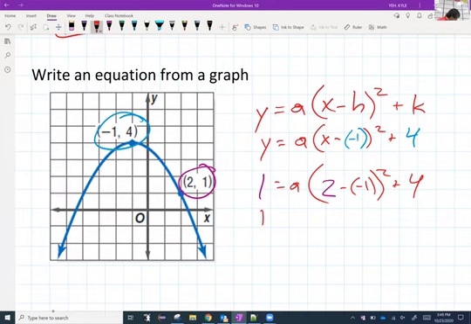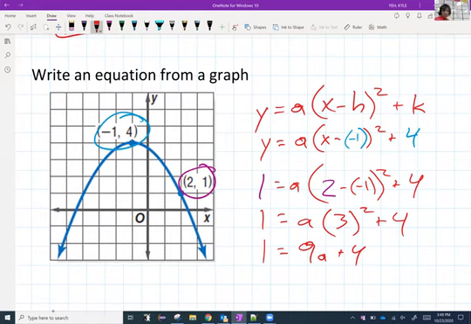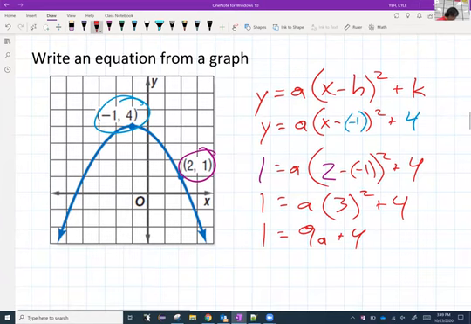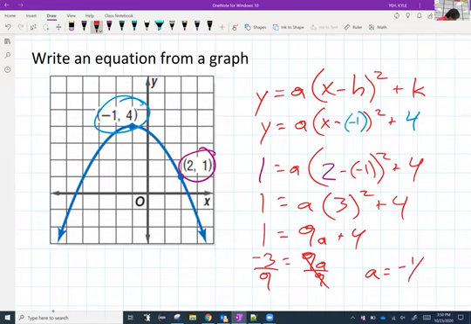So 1 equals a times, it looks like 3 in there. So 3 squared plus 4. 1 equals, so that's going to be 9a plus 4. We could subtract the 4 to the left. -3 equals 9a. Divide both sides by 9 and simplify the fraction. It looks like a equals -1/3.